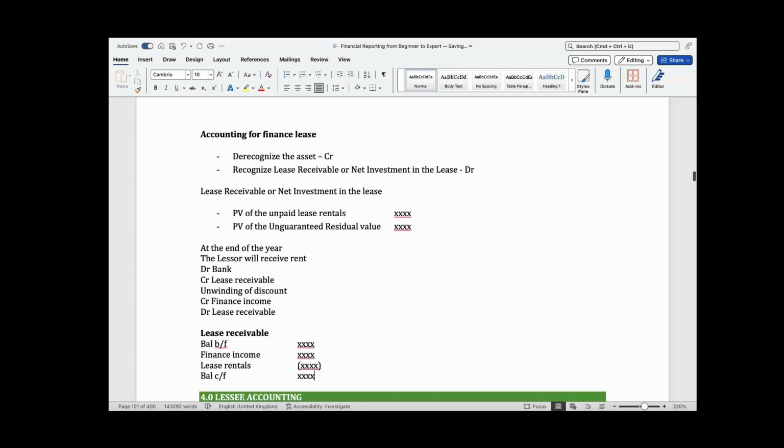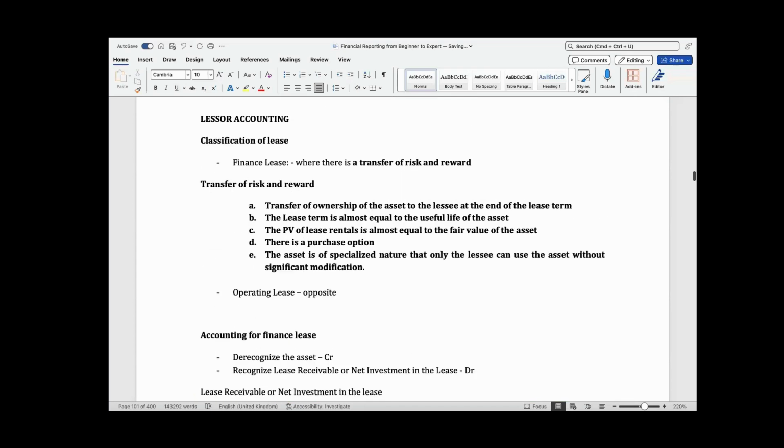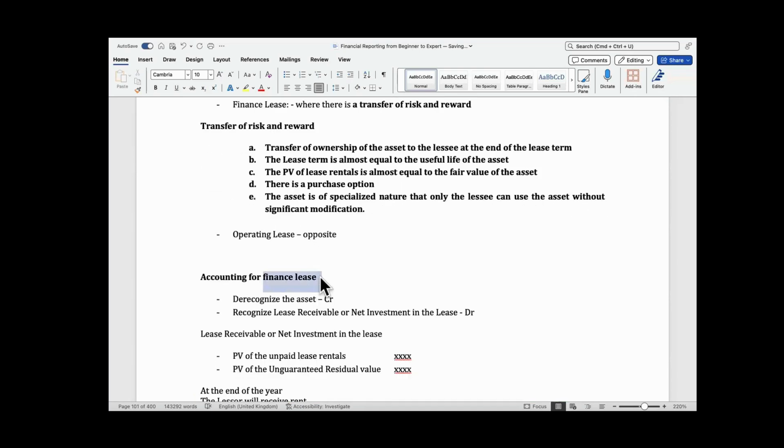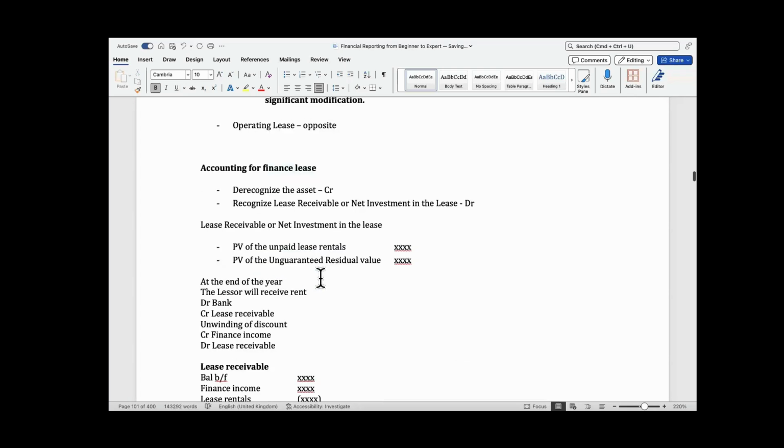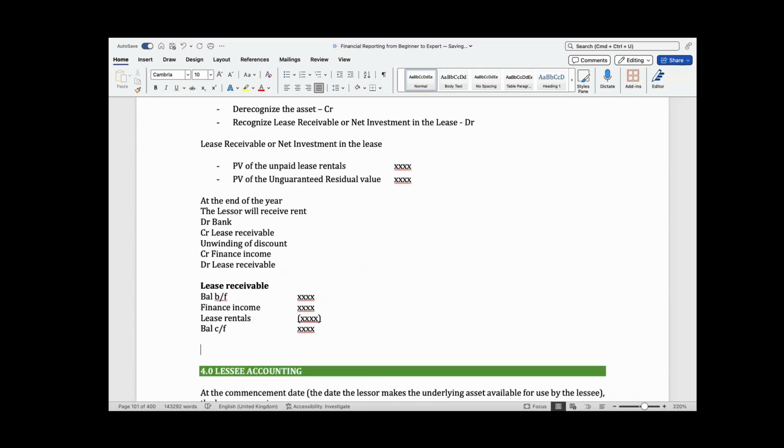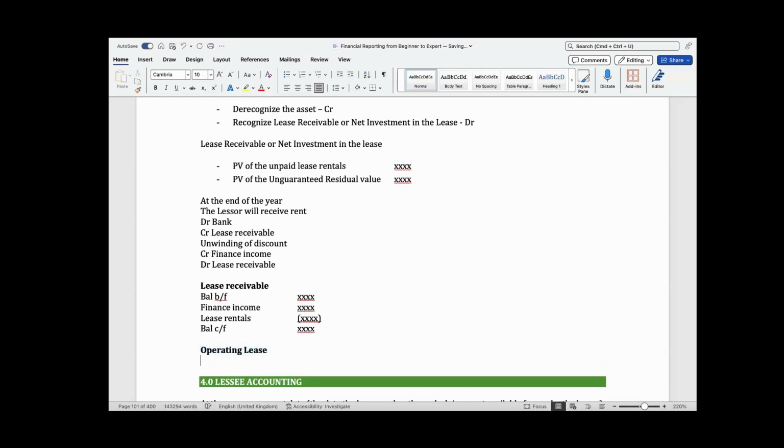And that is everything for finance lease. For operating lease, it's quite straightforward because you are not touching your asset, it is still there. So the only thing the lessor does is to recognize the rent received or receivable in profit or loss. I mean, it's just like debiting bank and crediting rentals income.